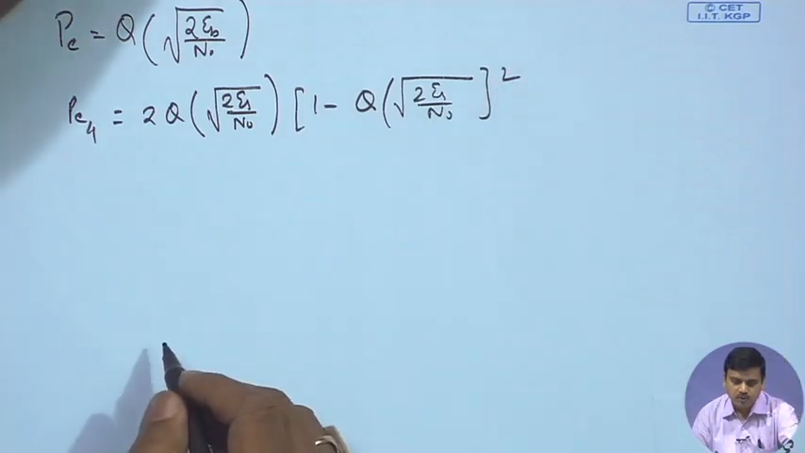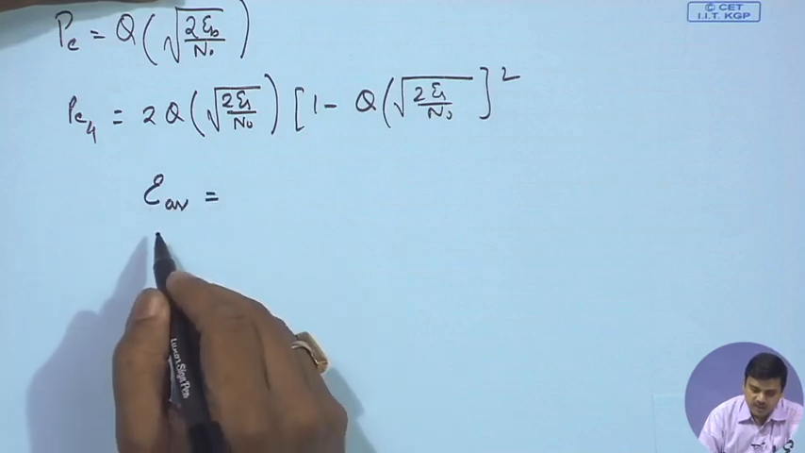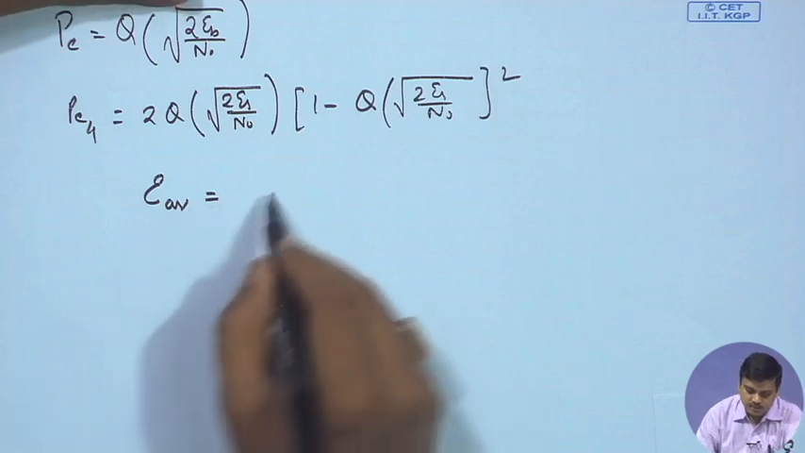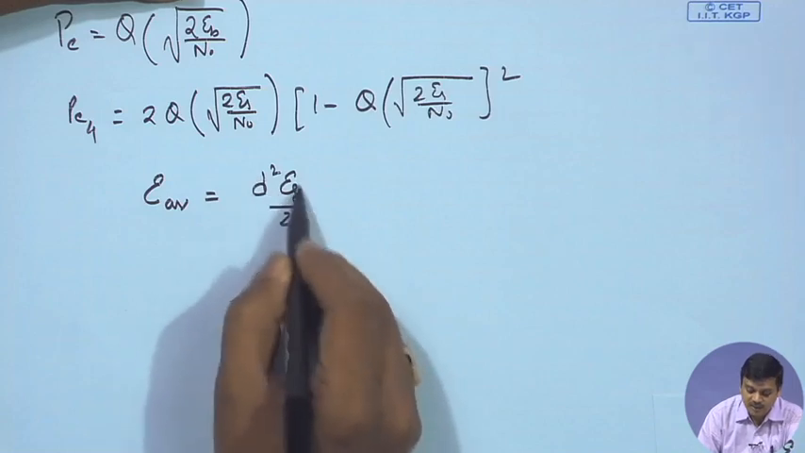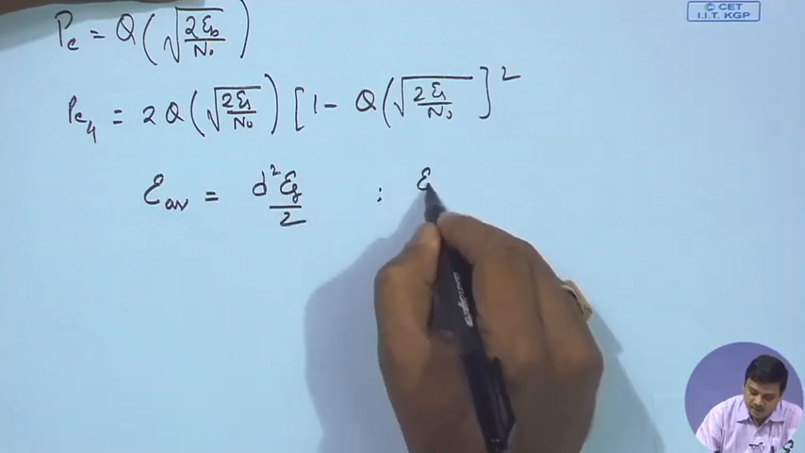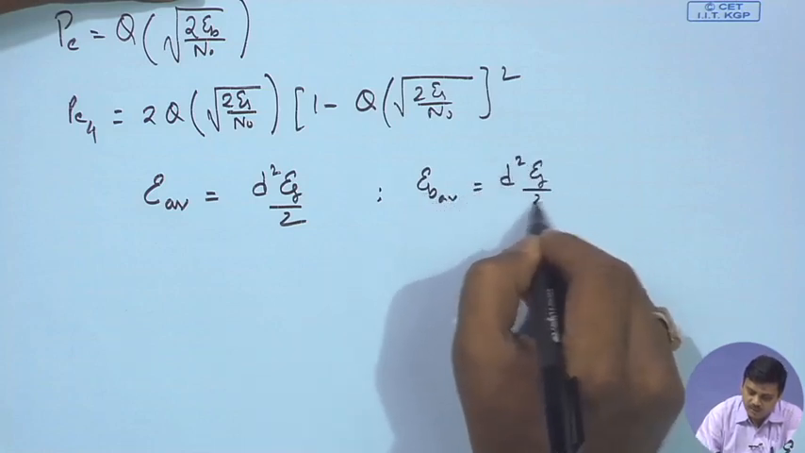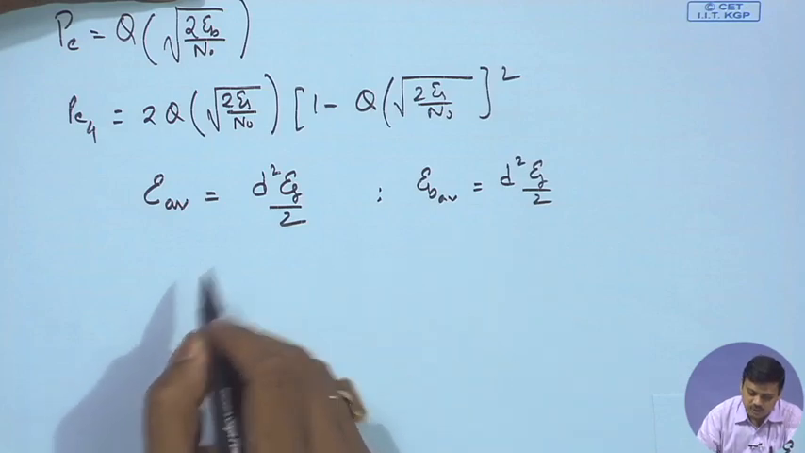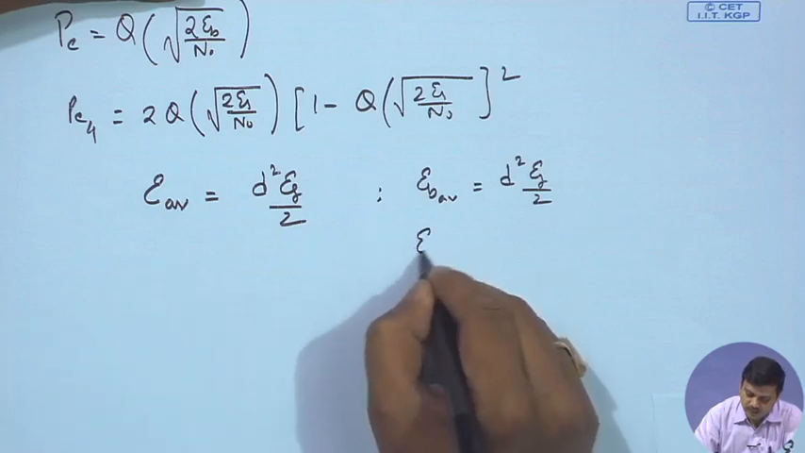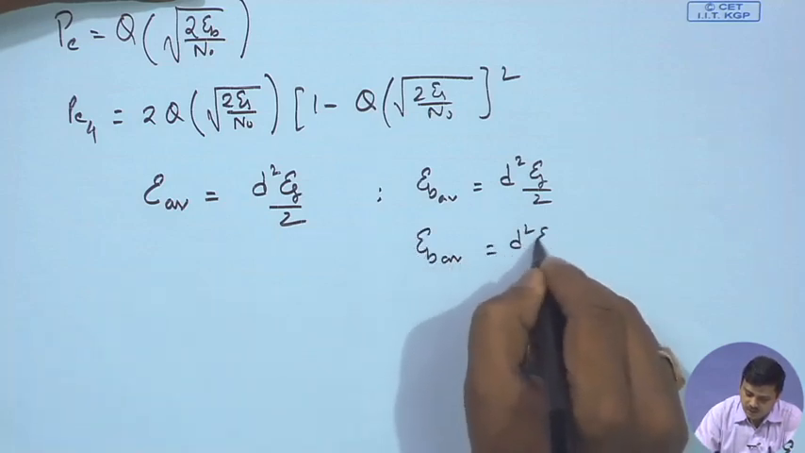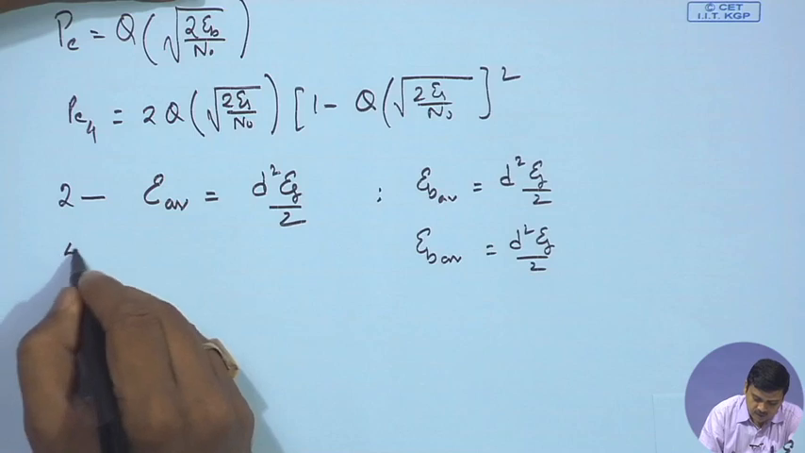So, what we will find is that the Eav, the average energy of the constellation for 2 constellation points, can be written in terms of d squared Eg upon 2, where d is the scale factor and Eg is the energy of the pulse, and Eb, that means the energy per bit on an average, is related to d squared Eg by 2. So, this is what we have used before. So, this is not new. When you move to 4 level constellation, you will again find Eav is equal to d squared Eg by 2. So, interestingly, this is for 2 level, this is for 4 level.